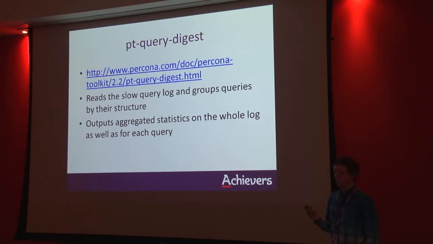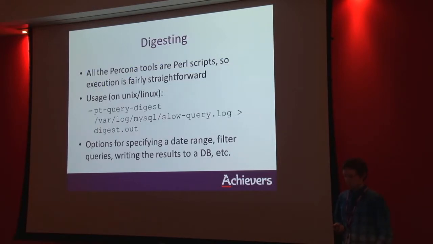And what the PT Query Digest does is read your slow query log, aggregate queries, grouping them by their structure, so ignoring the exact parameters that are in the query, and then summarizes that data into high-level statistics that are really easy to understand.